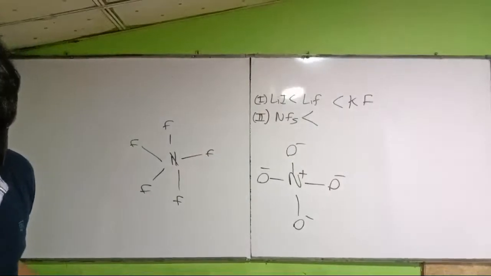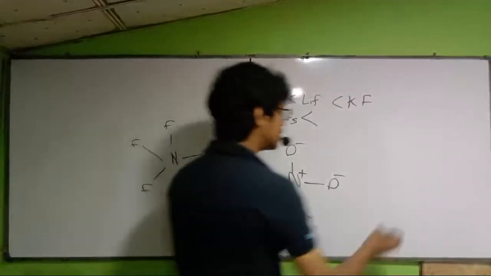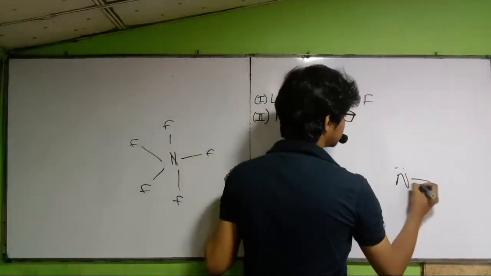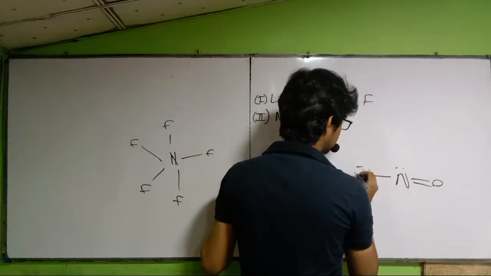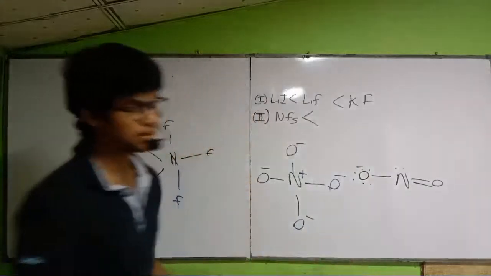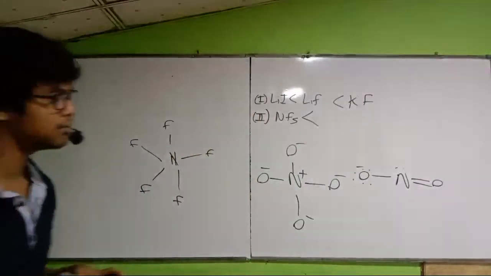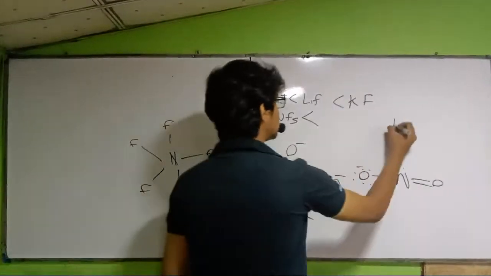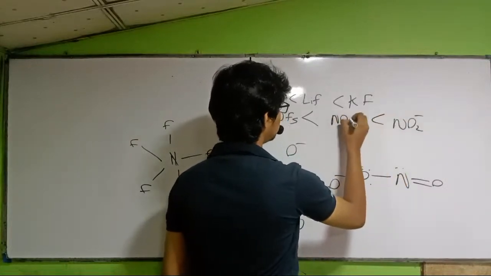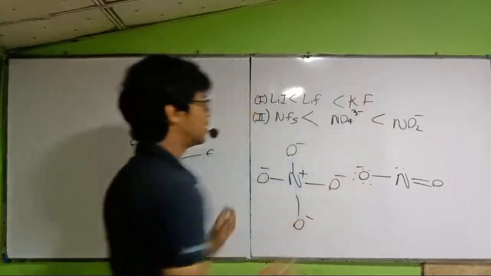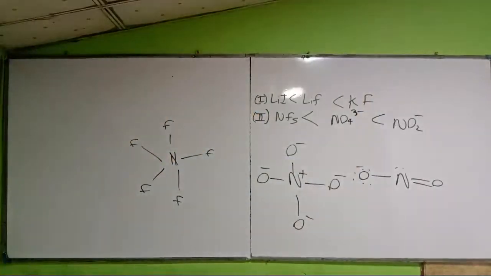Then you have NO2 minus. People, NO2 minus, like this. You know this. This is nitrite. This is existing. This is very stable. You know this. So NO2 minus is the most stable, and then you have NO4 3 minus. Okay. Then the third one, bond distance.